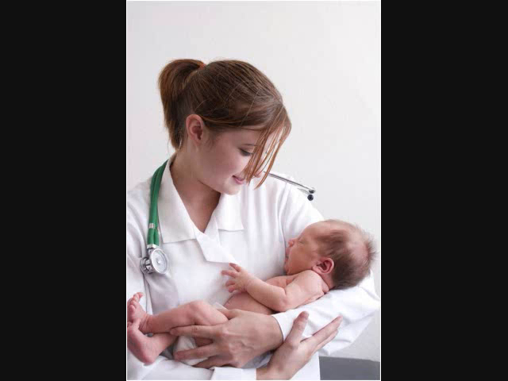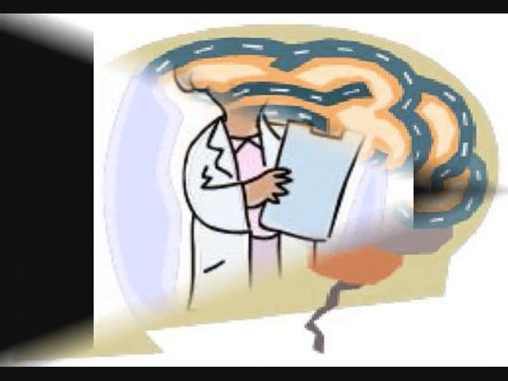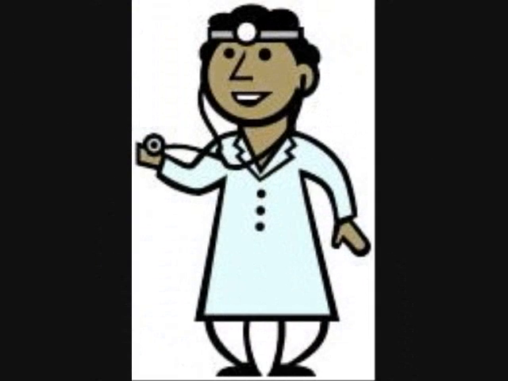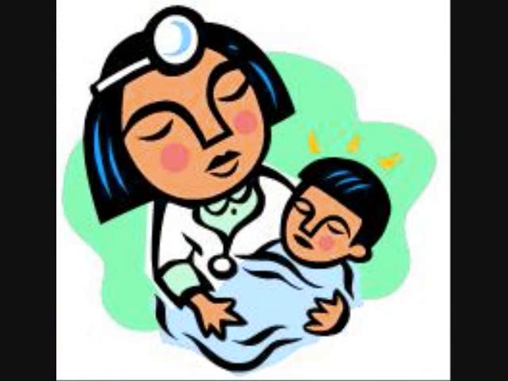One inference that you can make is that the woman in the picture is a doctor. There are several pieces of evidence that you can gather from this picture. First, the woman is wearing a lab coat. She also has a stethoscope around her neck. And finally, the woman is holding a baby. Now that you have gathered the evidence from the pictures, you can apply it with your prior knowledge. Prior knowledge tells you that doctors wear lab coats, doctors also use stethoscopes, and doctors sometimes work with babies.